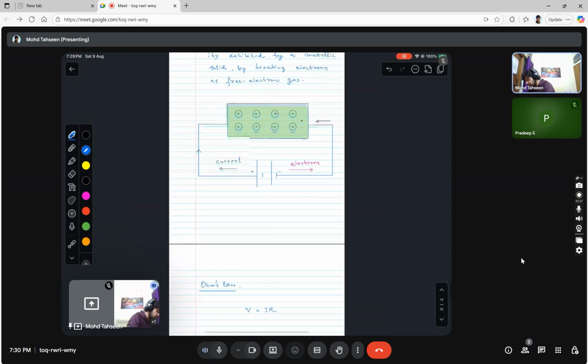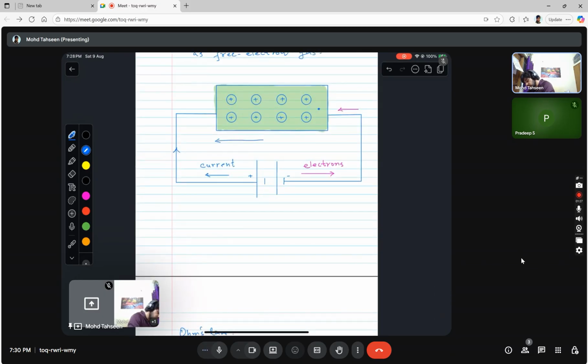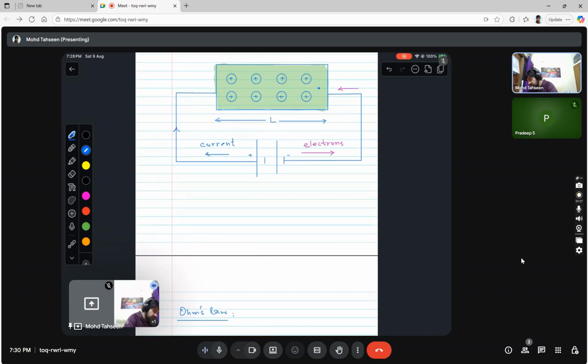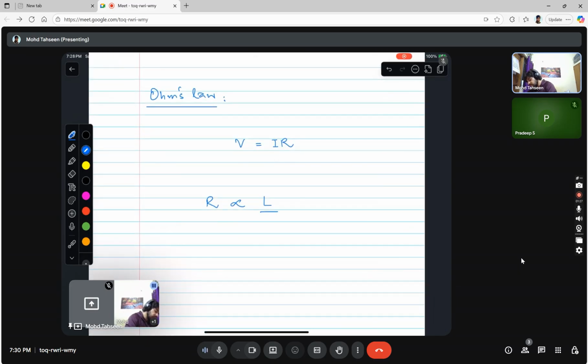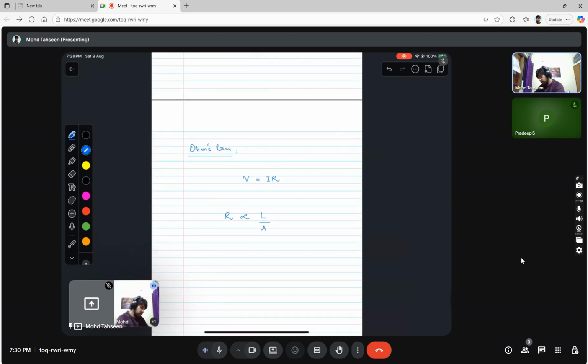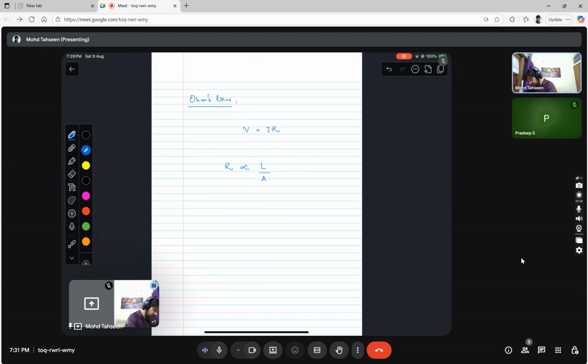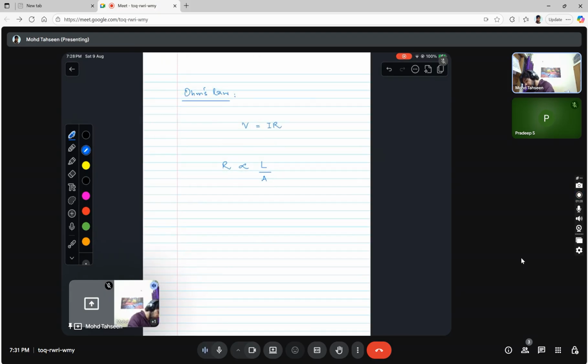Okay, if this conductor is long, let's say this is its length, the longer the conductor, the more resistance it offers to the traveling charges, right? So there's a direct proportionality here, and it's inversely proportional to the cross-sectional area of the conductor. This proportionality is eliminated by introducing a constant which is called resistivity. So we write that R is equal to rho times L upon A, where rho is resistivity.